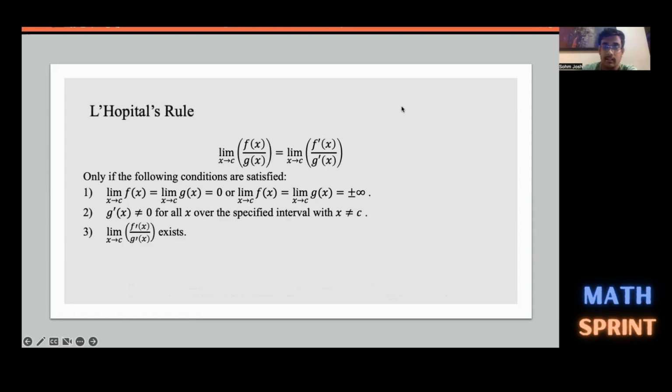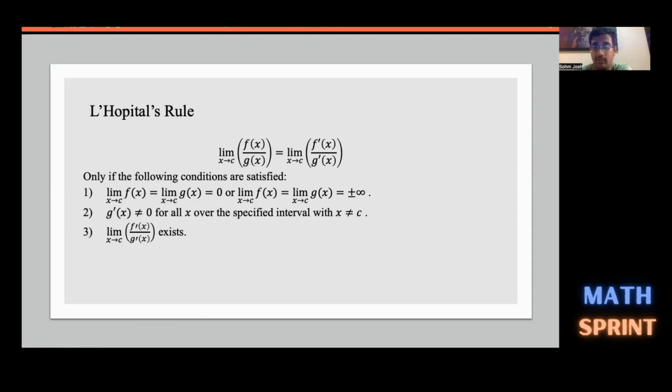All right, let's move on. L'Hopital's rule. L'Hopital's rule involves both limits and differentiation. So the rule is basically that the limit of f of x divided by g of x as x approaches c is just the limit of f dash of x divided by g dash of x as x approaches c. So essentially, if this limit is equal to the same limit, but you differentiate the numerator and denominator.